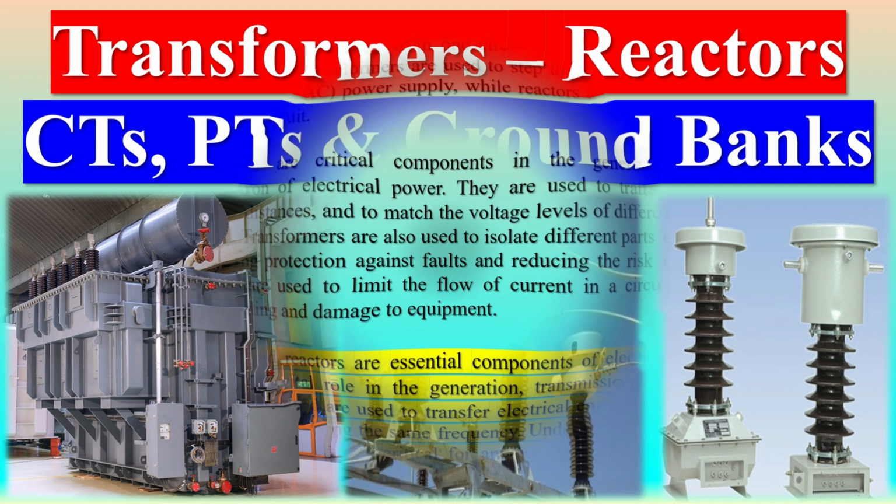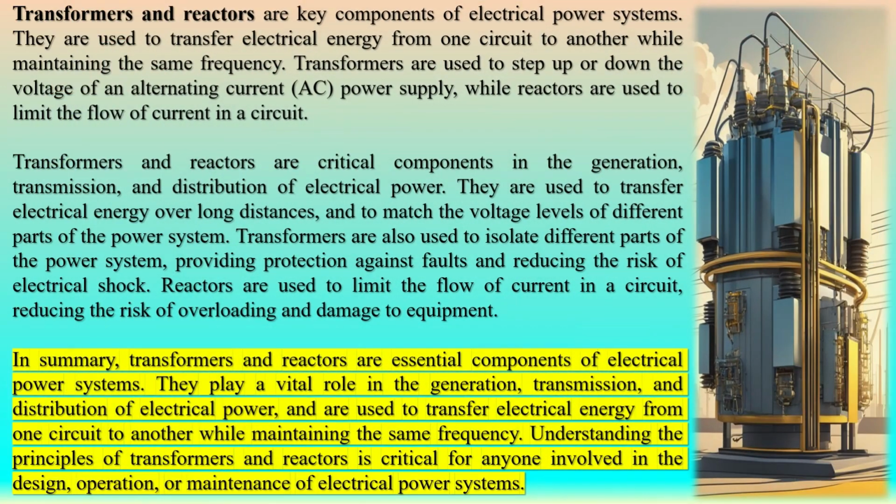Transformers and reactors are key components of electrical power systems. They are used to transfer electrical energy from one circuit to another while maintaining the same frequency. Transformers are used to step up or down the voltage of an alternating current AC power supply, while reactors are used to limit the flow of current in a circuit.